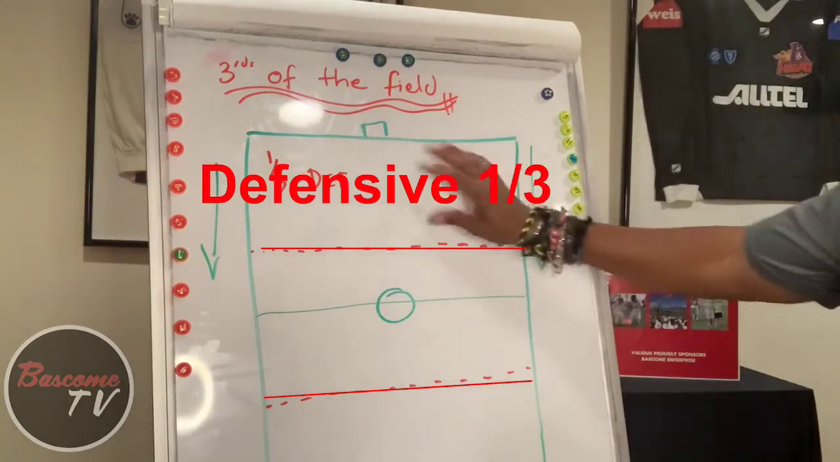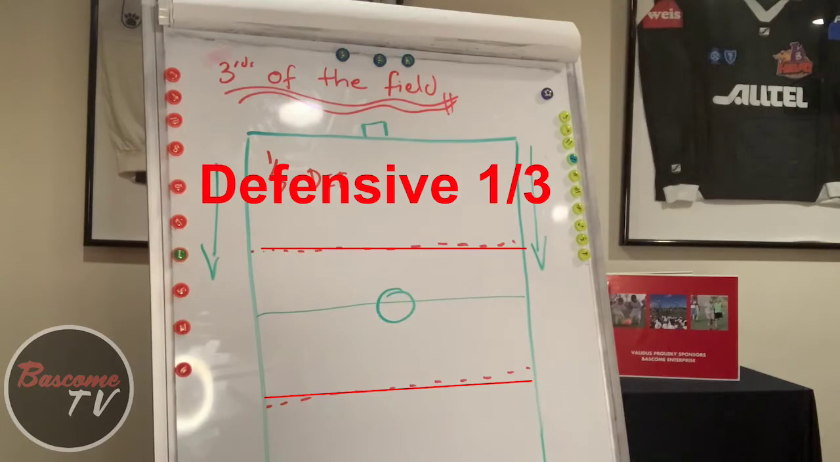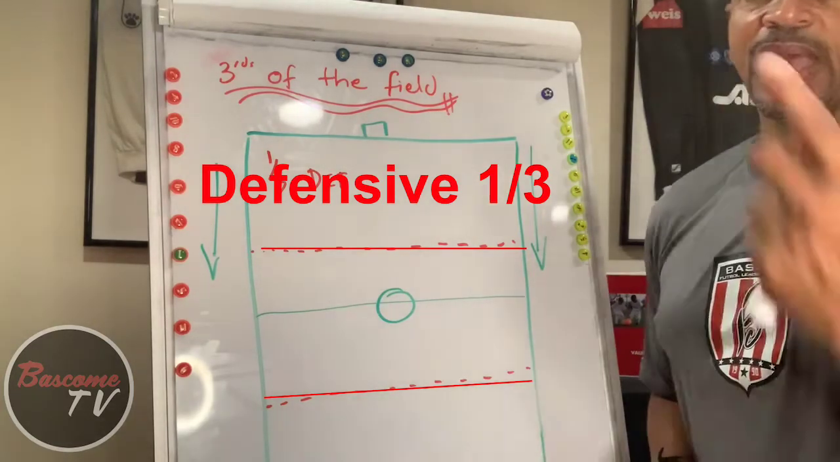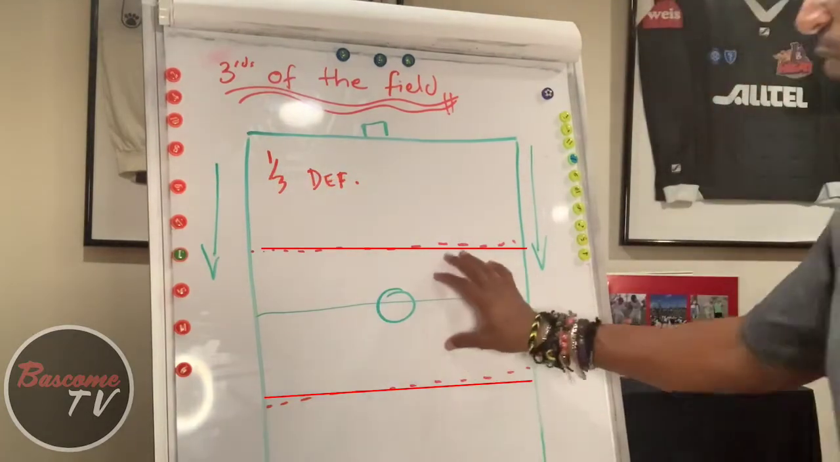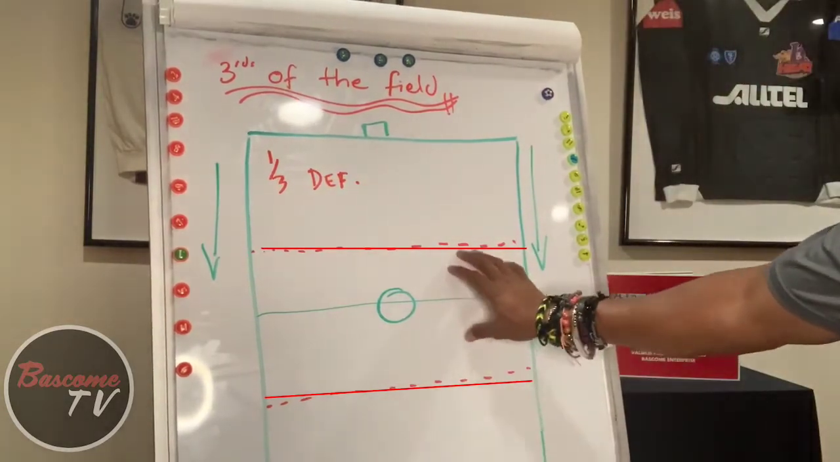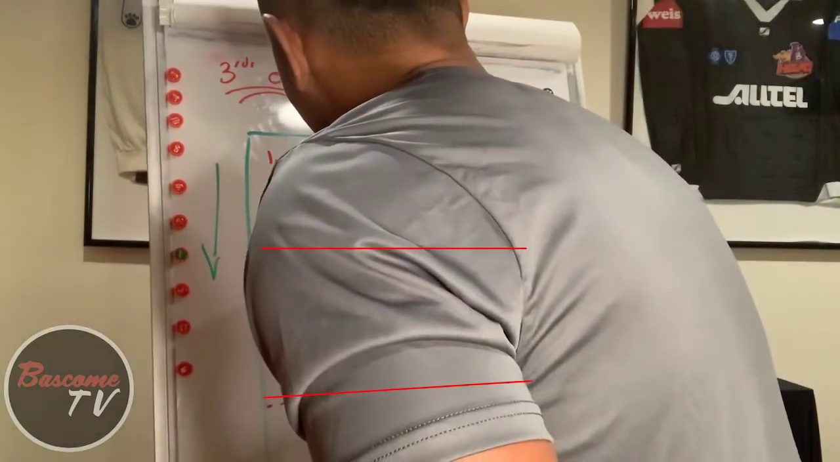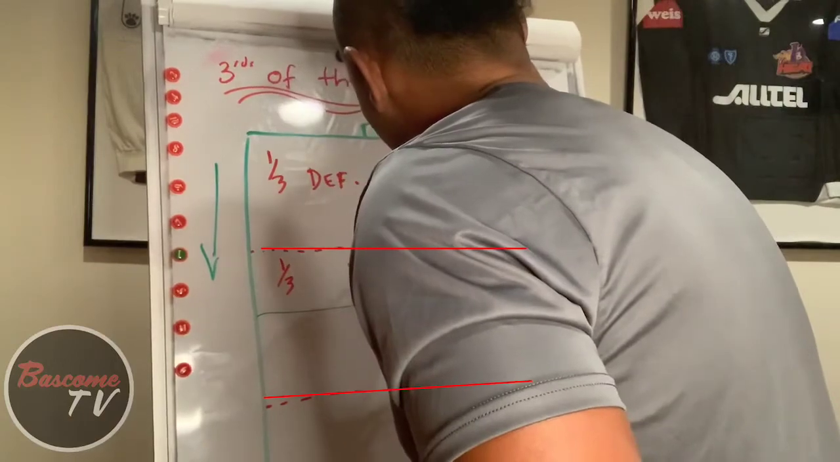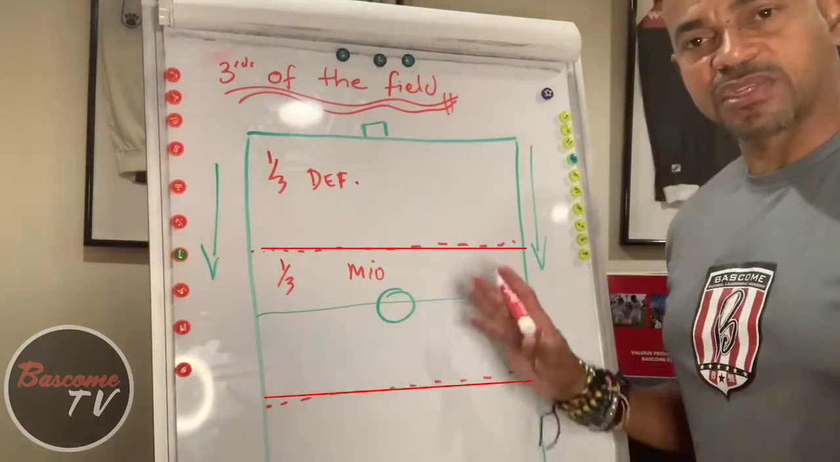We got our defensive third. So what would this third of the field be? Excellent. That's right. If you said this is the middle third, the midfield third, then you are correct, right? So this third is the midfield third. Yeah, it's in the middle of the field, okay? It's in the middle of the field, so it's a mid third.